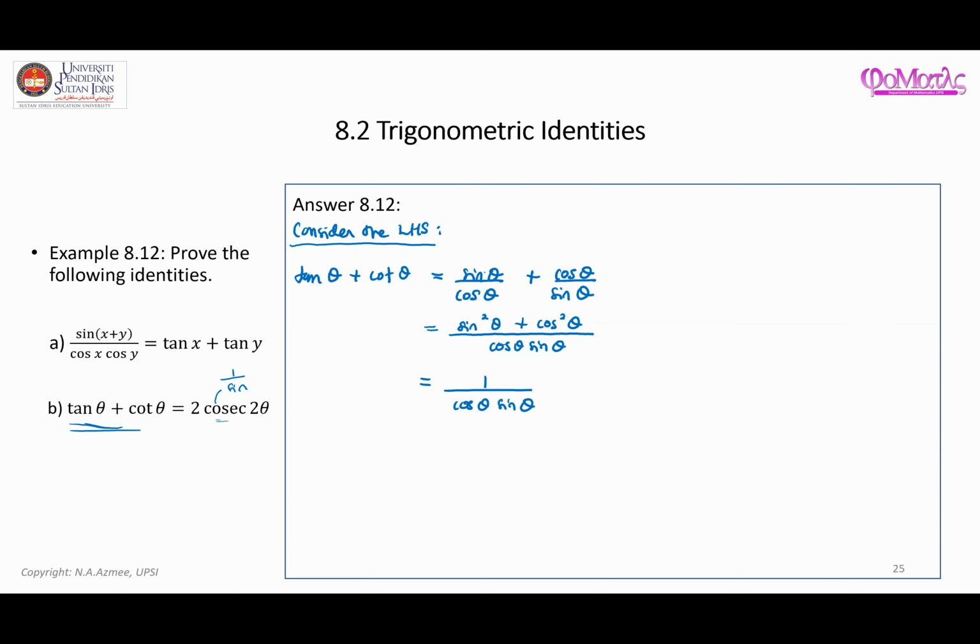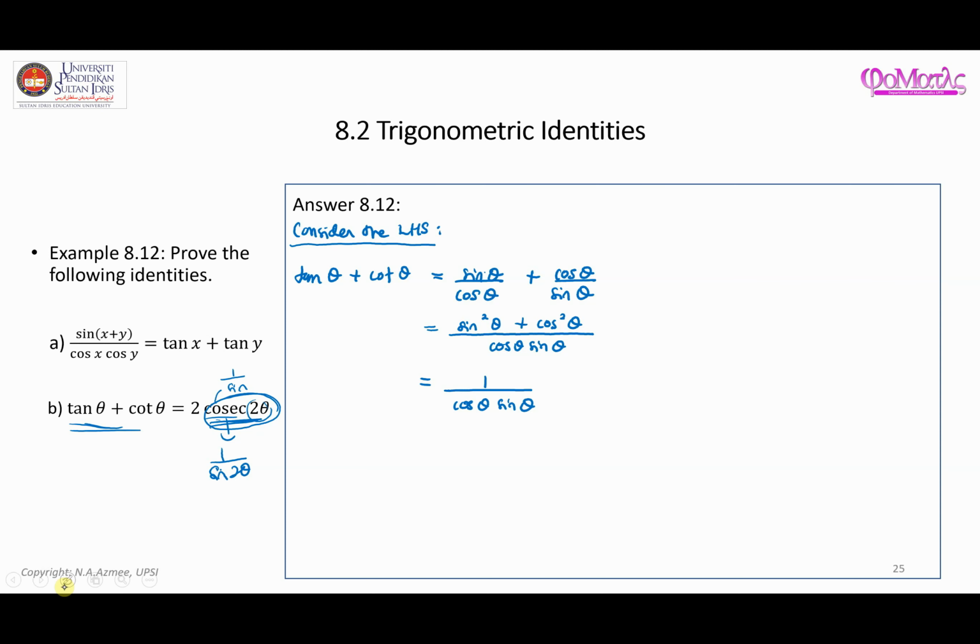Now, throughout proving a certain trigonometric identity, you might get stuck and not know how to proceed. What you can do is look at the right-hand side. For example, here you can see that cosecant 2 theta is just 1 over sine 2 theta. So I know that I need to turn this into something related to sine 2 theta.